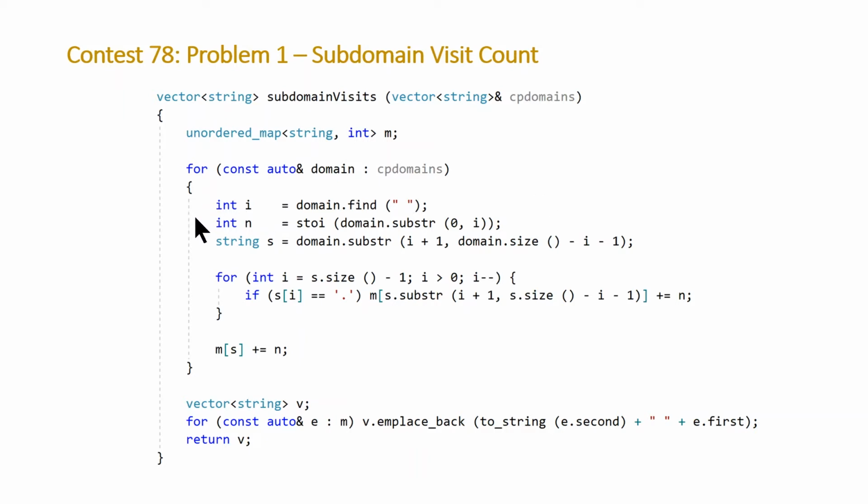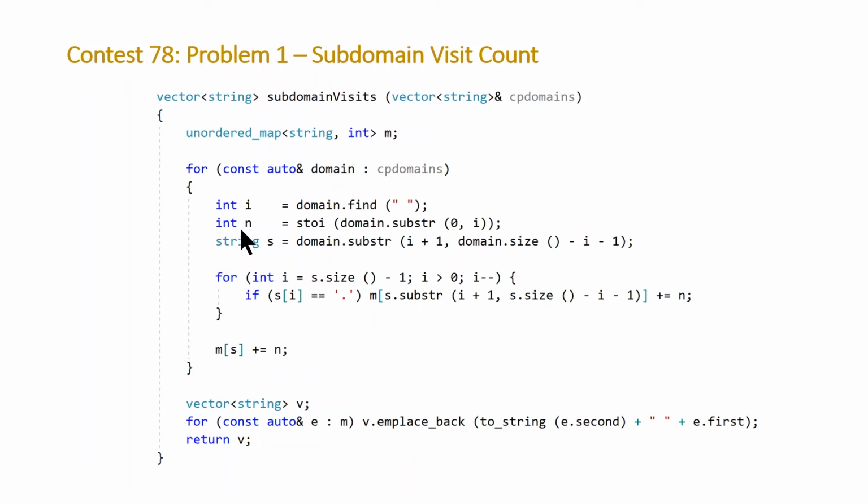And the first thing we'll do is extract the position of where our space is so that we can split our domain into an integer and the actual domain. We can use the function stoi, which stands for string to integer, and get the substring and convert that into an integer n. And then for the remainder of the string, we can get one past the index i for the start of our string, and this just goes to the end, and this will automatically be a string.